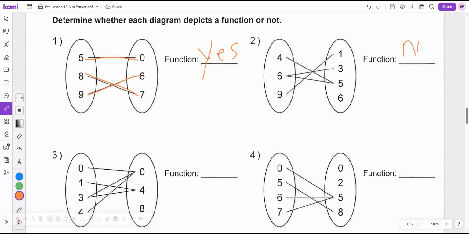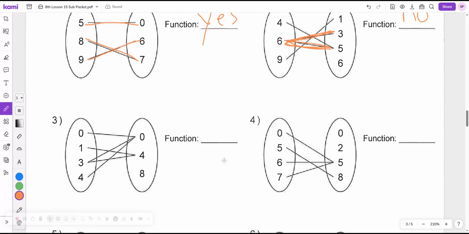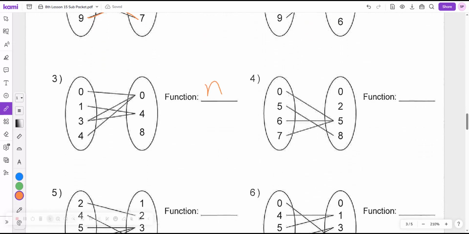Number 2, not a function. I can tell right there that my 6 is giving 2 different answers. You can't have the 6 give 2 different answers. Number 3, nope. I can see right there that the 3 is giving 2 different answers. This one looks good. 7 gives an answer, the 6 gives an answer, the 5 gives an answer, and the 0 gives an answer. It's okay that more than one gives the same answer of 5. That's fine, okay? So the y's can repeat and be more than once. The x's cannot.